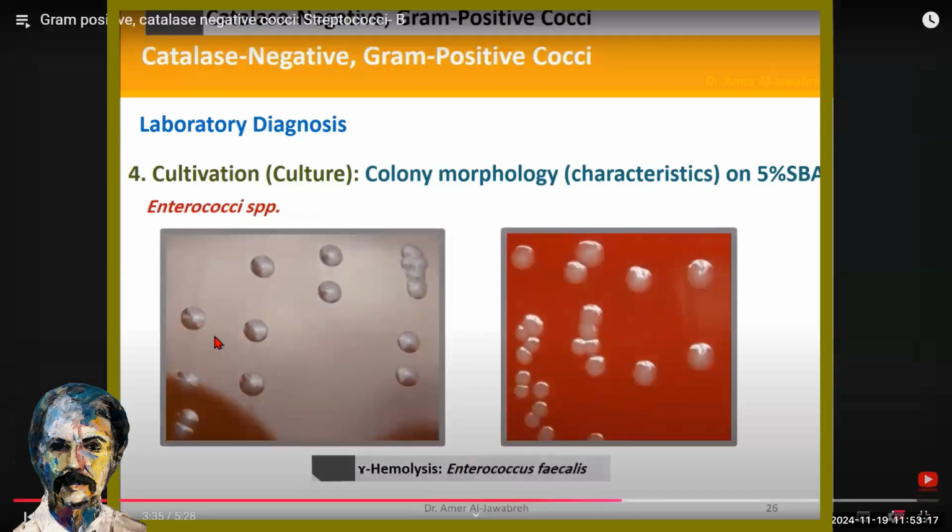This is how it looks. Yes, raised, convex. It's a little bit higher than the media. Gamma hemolysis, you see? Gamma hemolysis, no hemolysis at all. And this is what is known about the Enterococci, that it's mainly gamma hemolysis. This is Enterococcus faecalis, and we talked about faecium, the ones that we are interested in amongst the Enterococci.